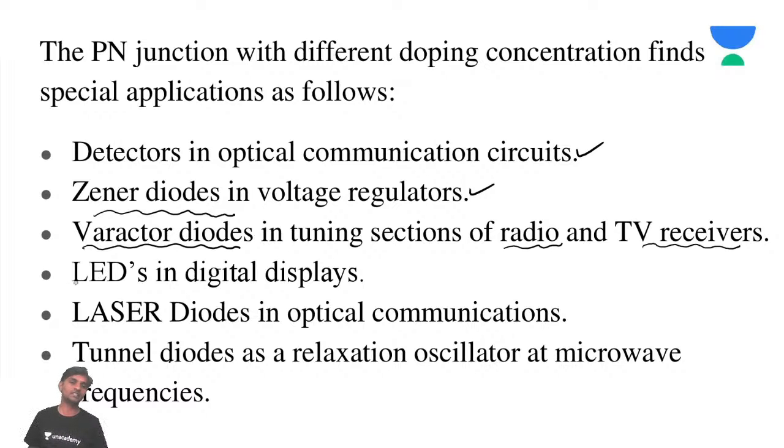And LEDs in digital systems, digital displays. We will also discuss LED in our EDC subject. Laser diodes we use in optical communications. And tunnel diodes we use; tunnel diodes are relaxation oscillators at microwave frequencies. Right. So in the next class, we will discuss in detail what actually a PN junction is.